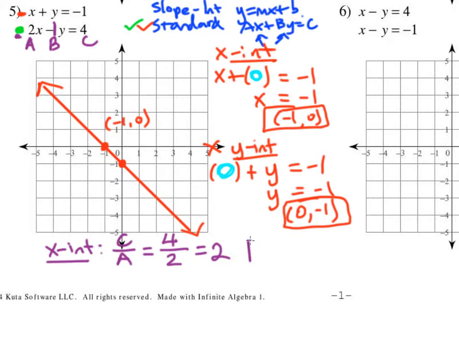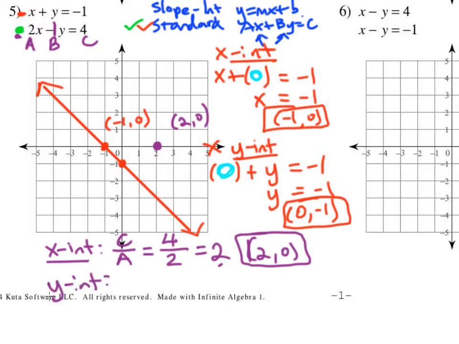So our x-intercept is 2, comma 0. So again, that's on the x-axis. So 1, 2, right there. 2, comma 0.